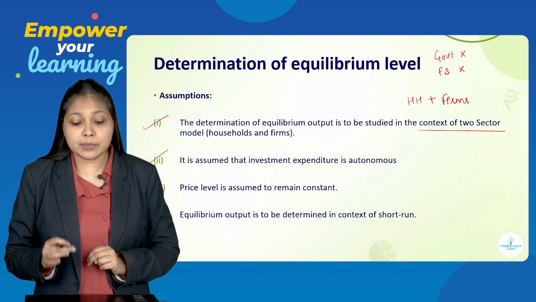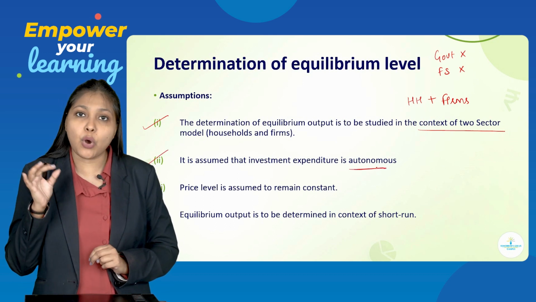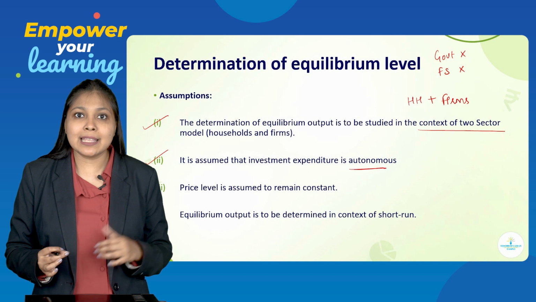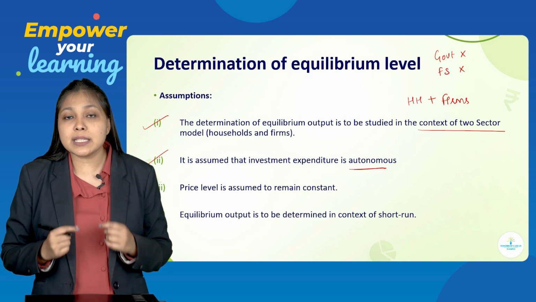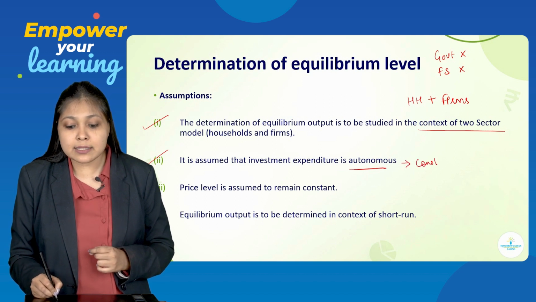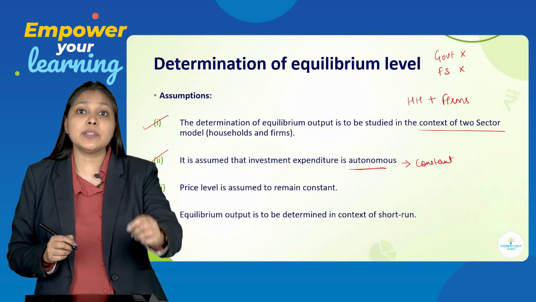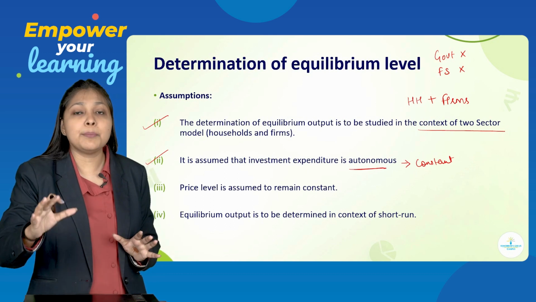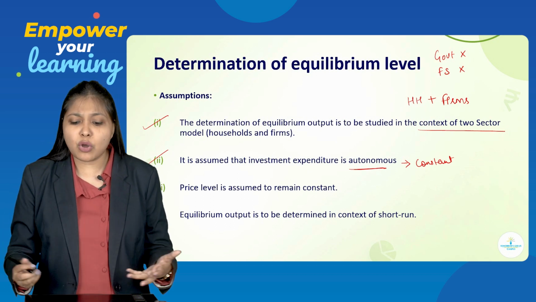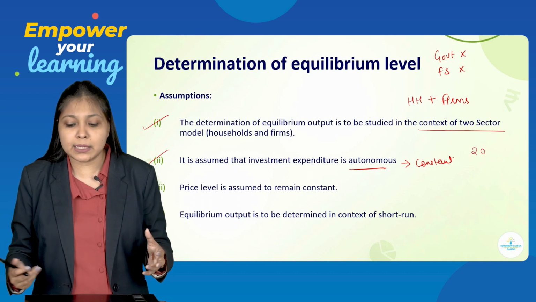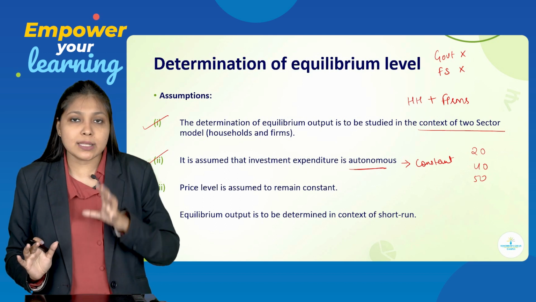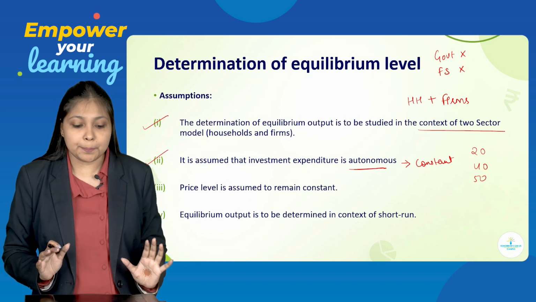Second, it is assumed that investment expenditure is going to remain autonomous. You all remember we have studied the types of investment expenditure. It can be induced or autonomous. Autonomous investment expenditures are the constant investment. That means here the investment will not change with the change in level of income. Whether your company is going in profit or loss, you are always going to keep on investing. So this constant amount can be anything, 20, 30, 40, 50, whatever you want, you can assume it. Okay, but it needs to be constant at every level of income.